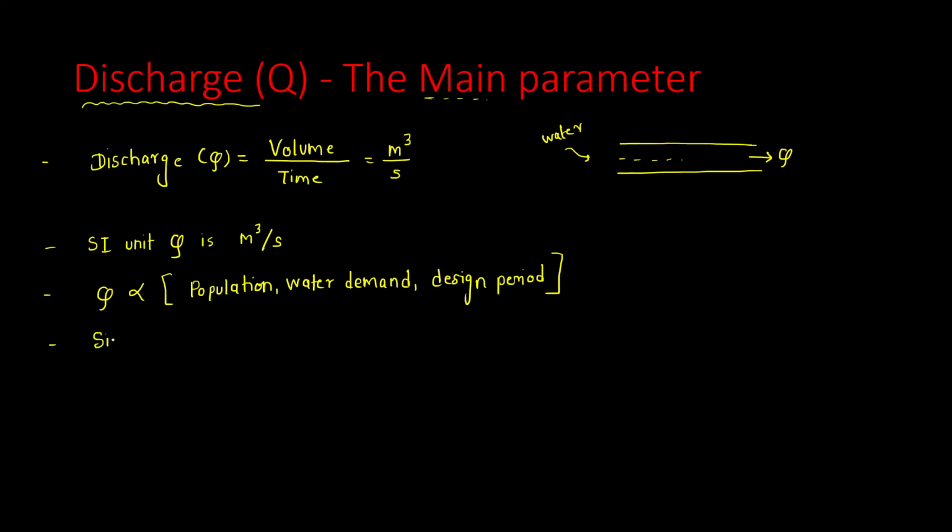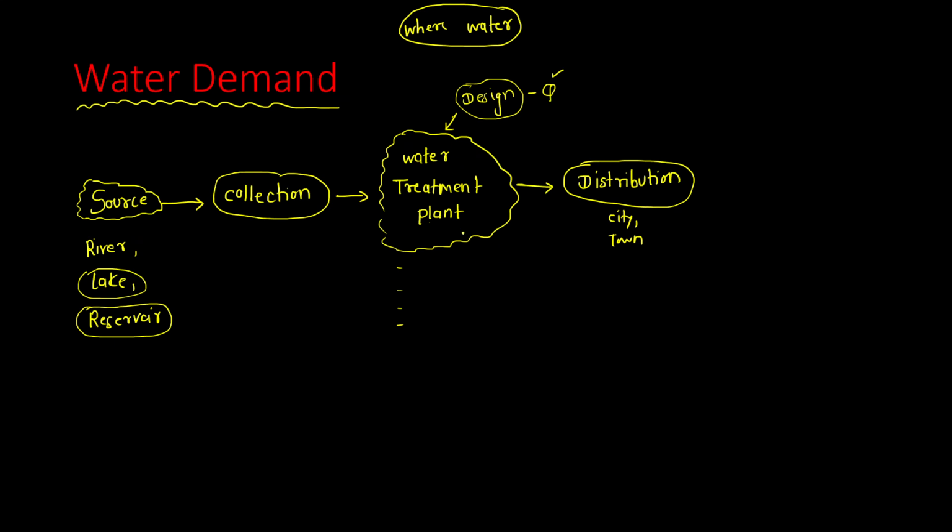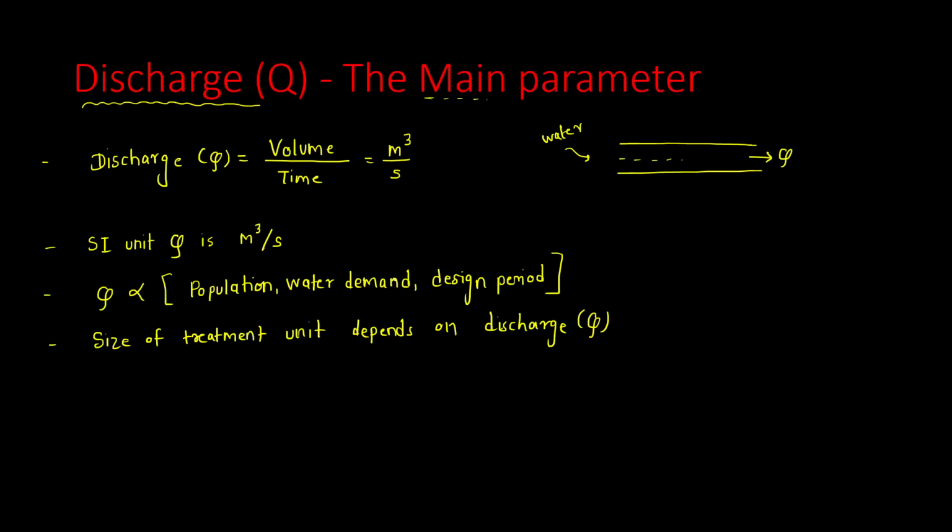Now the size of the treatment unit depends on discharge. As we have seen in the previous video, the design of a water treatment plant mainly depends on the Q value. Hence the Q value is very important. Now we will see how to find out the Q value for designing this treatment unit.